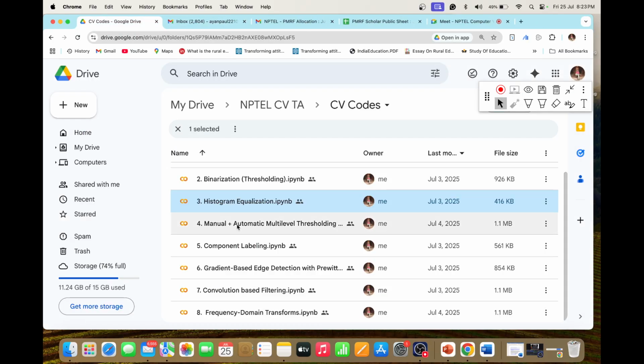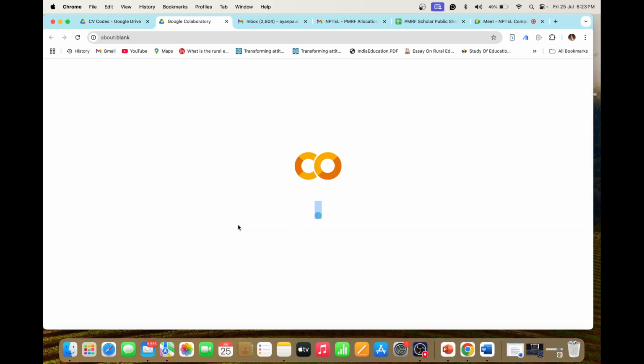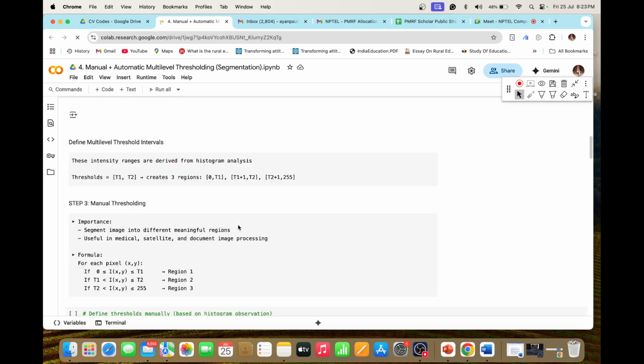Okay, similarly there is manual and automatic component labeling. Yeah, this we can see, or this also we can see. Let's see. So these are the things, and it will take a few minutes. Yeah, so this is the thing.